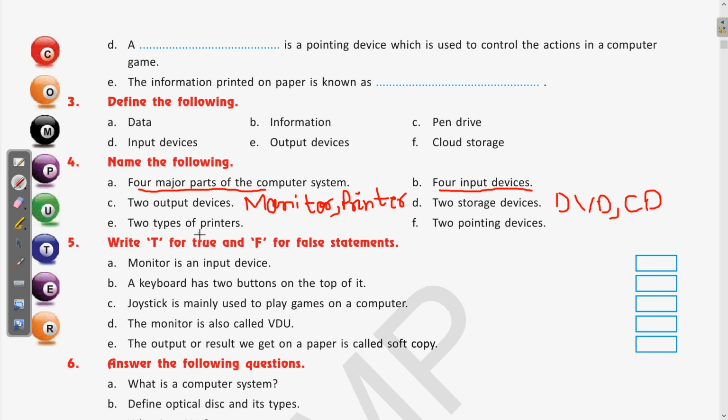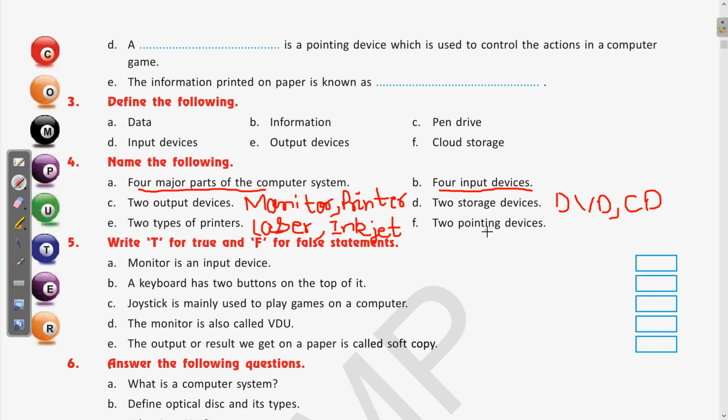Next is two types of printer. As we have discussed in the chapter also, for the two types of printer you can write any two: laser, then inkjet or dot matrix. So laser is one, then inkjet. Inkjet is another example of the printer. Clear? So you have to write any two: inkjet and laser. These are the two types of printer.